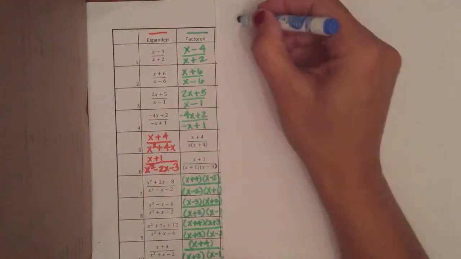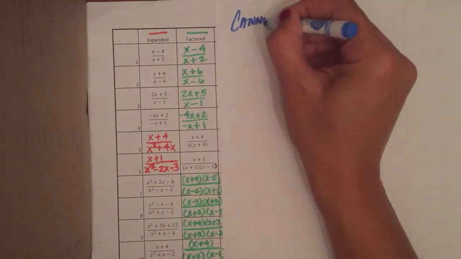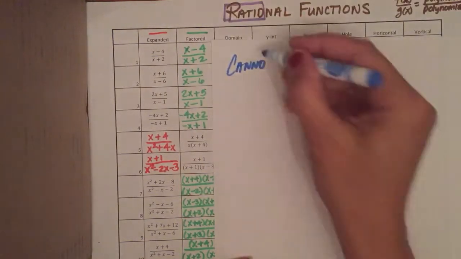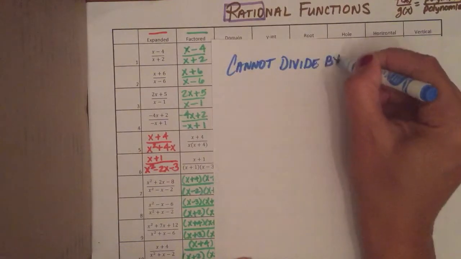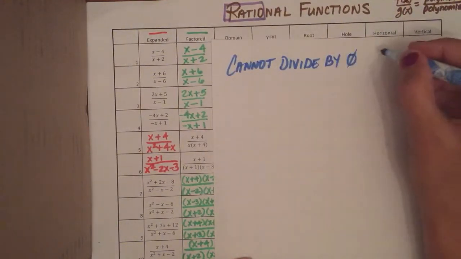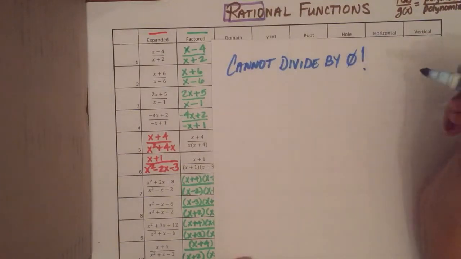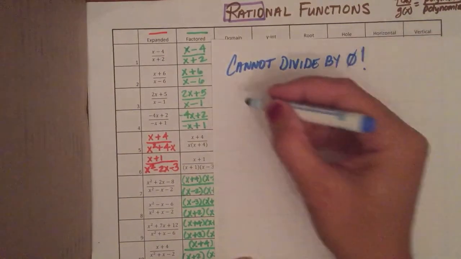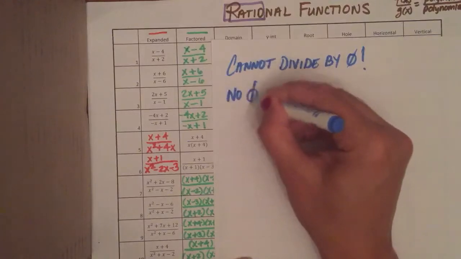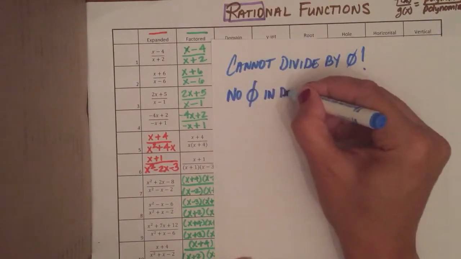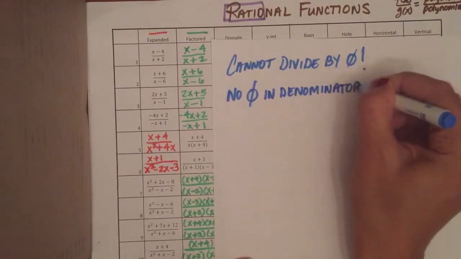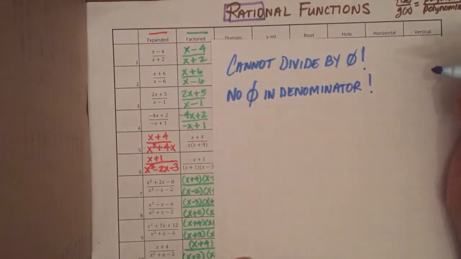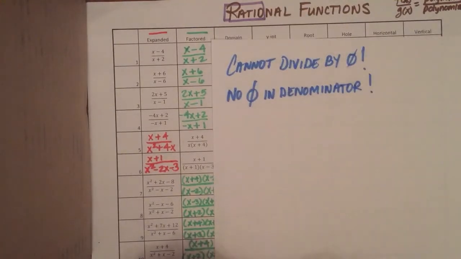So here's the rules. You cannot divide by 0 in a fraction. So we cannot have 0 in the denominator. We cannot have it. And the example I like to use when we're doing domain and range, input and output, is like a vending machine.